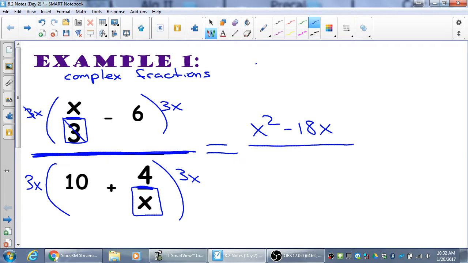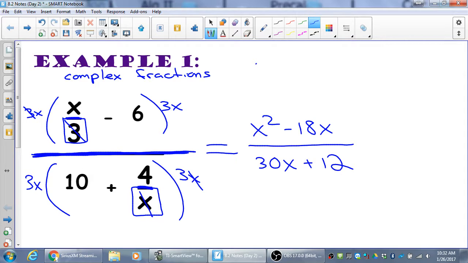Over, I'm going to use 3x. I'm distributing it through, so I'm using 3x twice. That's just going to be 30x. And on this one, when I multiply here, these x's cancel, and I'm left with plus 12.